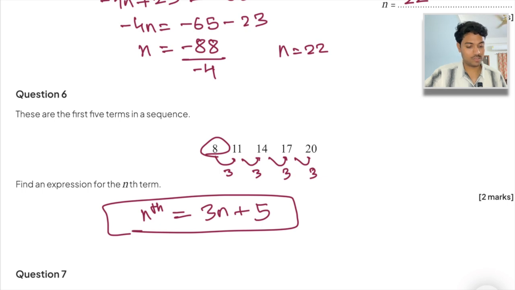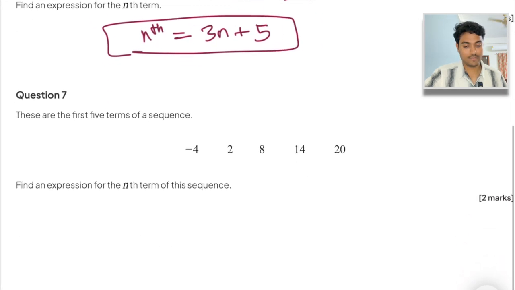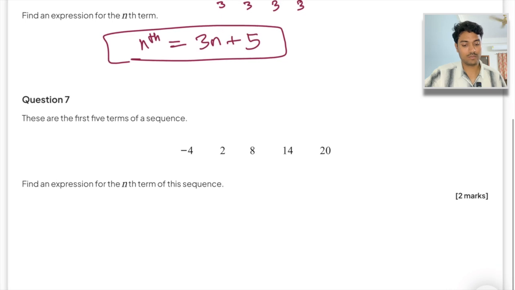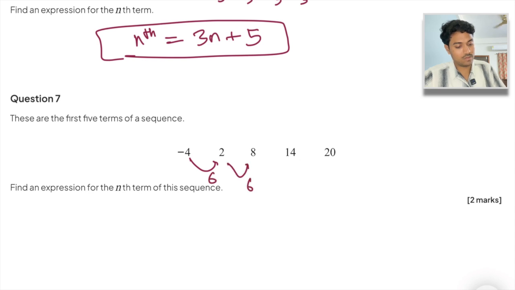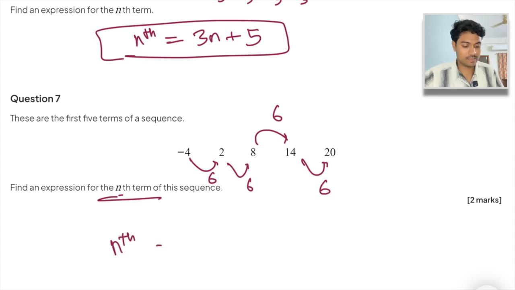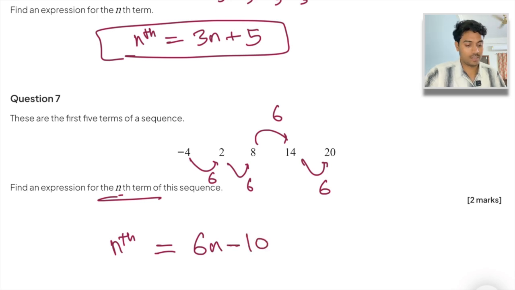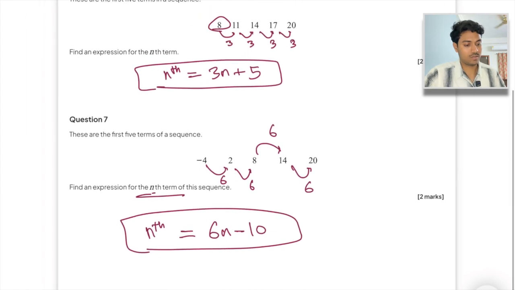Let's move on to question number 7. It says these are the first 5 terms of a sequence. So it is increasing by 6. Common difference is 6. We have to find the nth term expression. So the nth term will be 6n. This time you subtract a number such that you get minus 4. So 6 minus 10 will give you minus 4. So that's the nth term expression again.